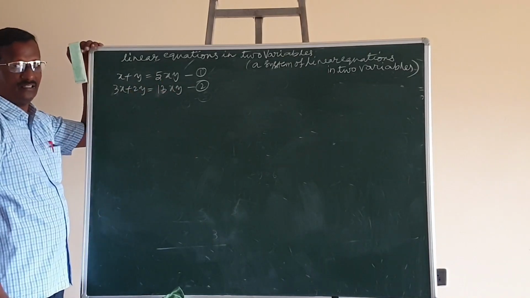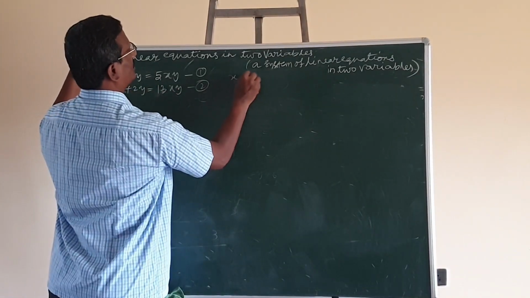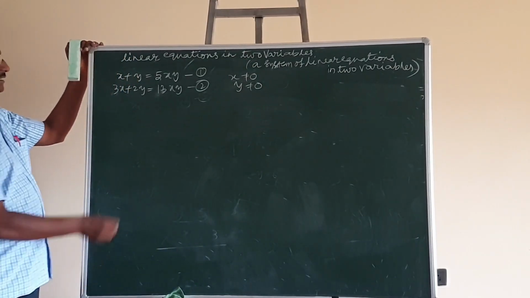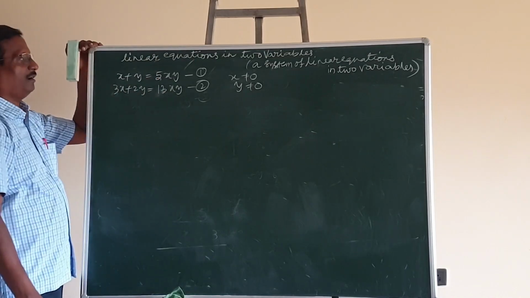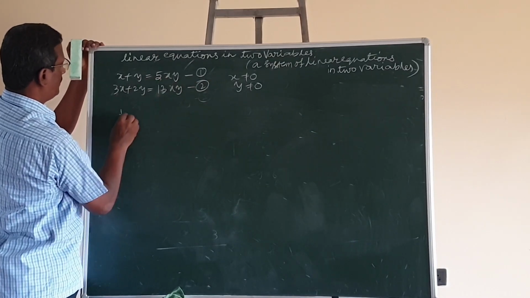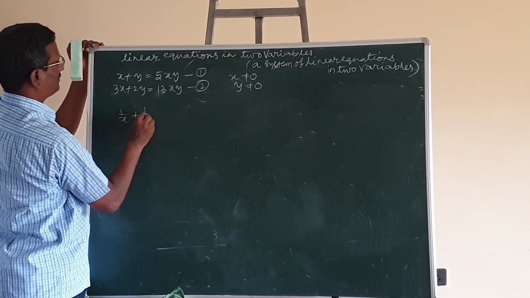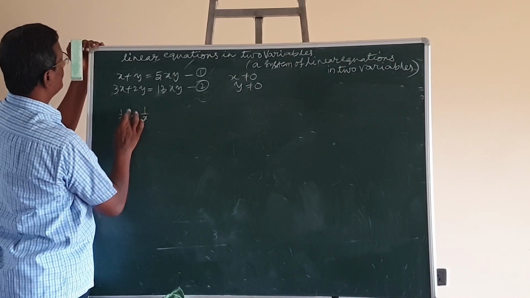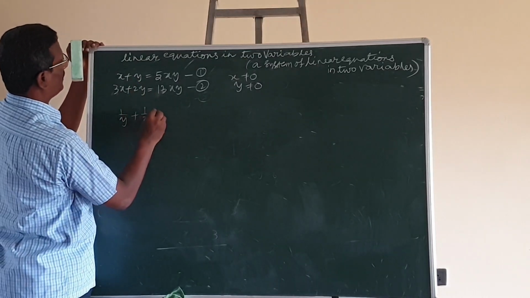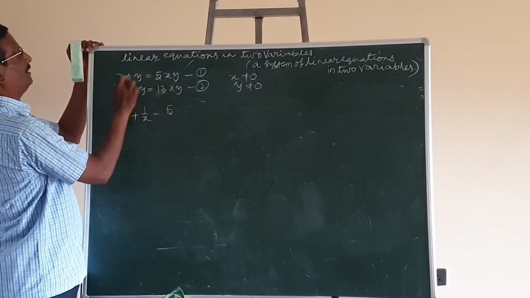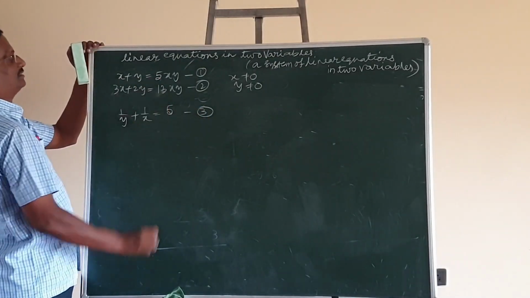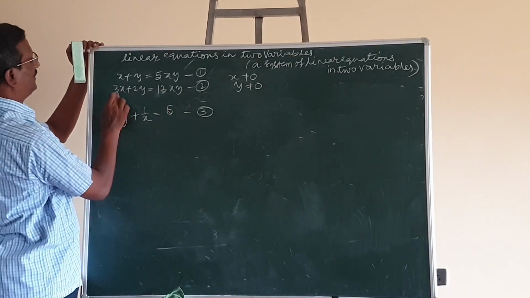On dividing both the sides by xy. Here there is also another condition: x is not equal to 0, y is not equal to 0. With this condition, on dividing both the sides of equation 1 by xy, x divided by xy is 1 upon y, y divided by xy is 1 upon x, is equal to 5. Dividing LHS and RHS by xy. It is equation 3.